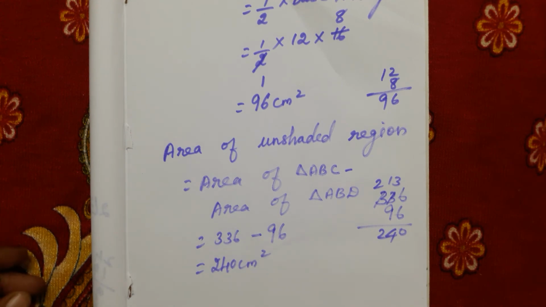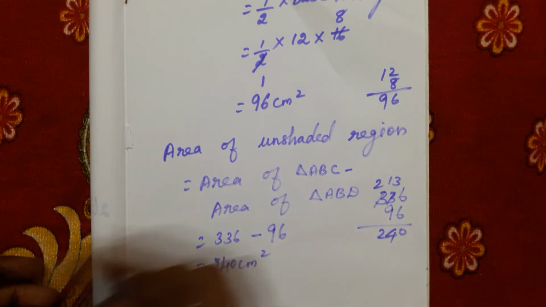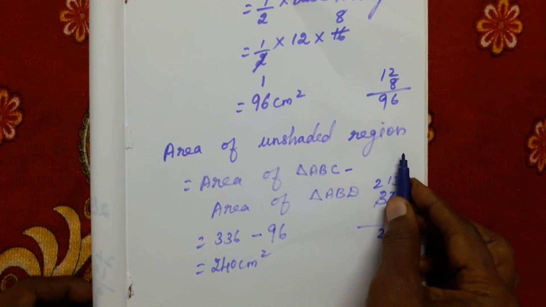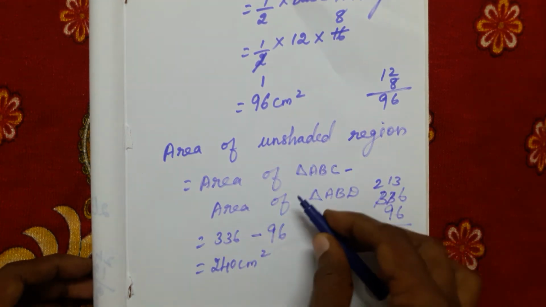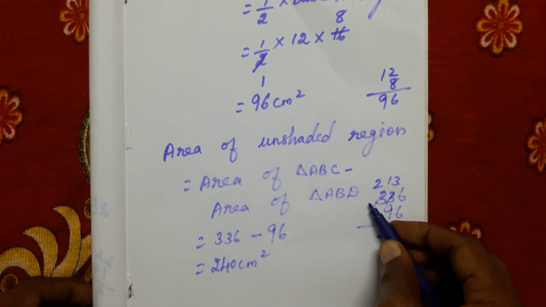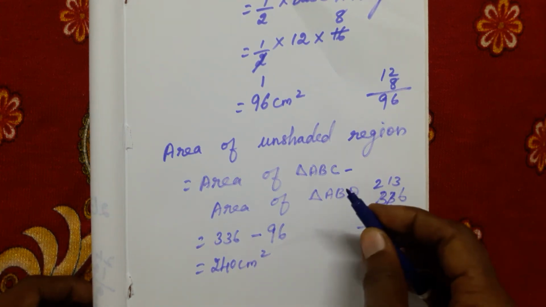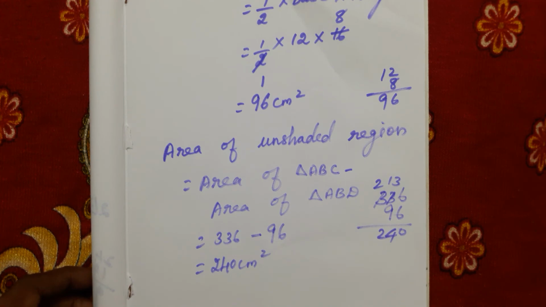Have you all understood this? If you want to find the area of the unshaded region, take the area of the big triangle ABC minus the area of triangle ABD. Then we will get the area of the unshaded region.